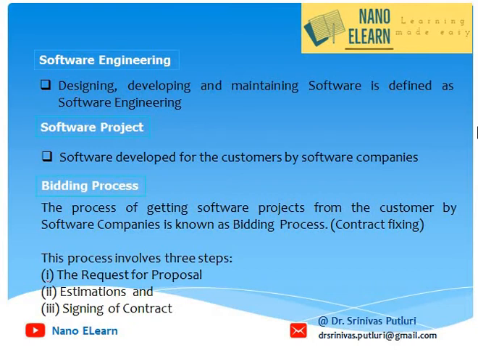What is bidding process? It is a process of getting software projects from the customer by software companies, known as contract fixing or bidding process. It has three steps. One is request for proposal, followed by estimations and signing of contract.